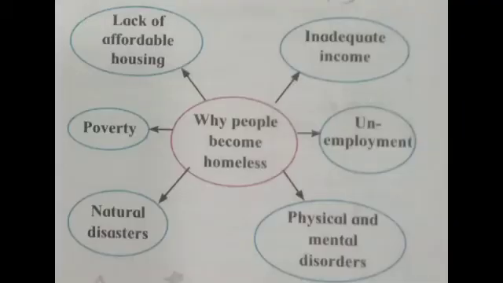Now look at this small chart, which shows why people become homeless. What is the reason that people do not have houses and are homeless? Here we have 6 things. The first is lack of affordable housing, which means the person cannot afford a house or does not have that much money to make or buy a house. The next one is poverty, that is poor condition. The condition is not good, so that is why people are homeless.